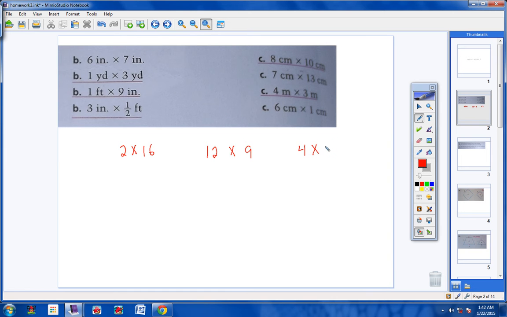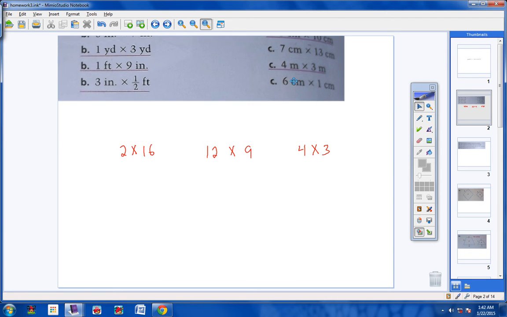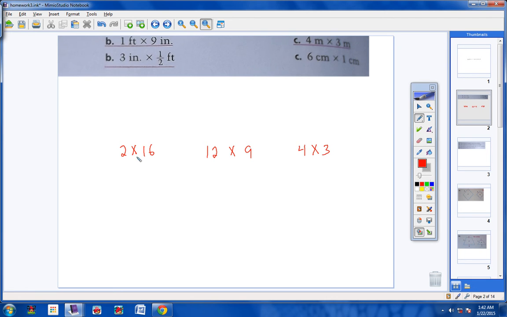Okay, students, here we go. Let's go ahead and get started. Let's compare these dimensions to these dimensions. 2 corresponds with 12. 16 corresponds with 9. If you reduce this, you get 1/6. You cannot reduce this, and you do not have 2 equal fractions. So I know for sure this rectangle and this rectangle are not similar.